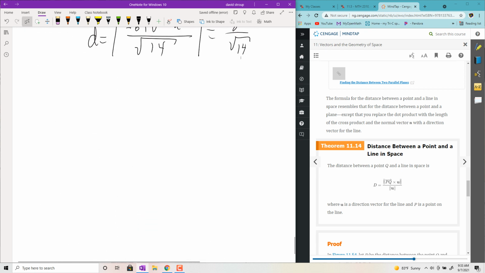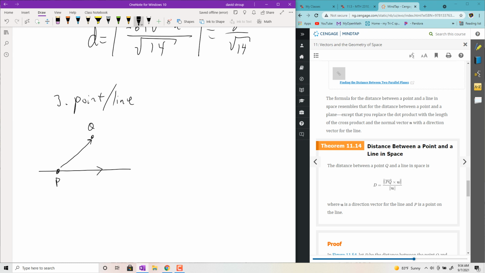Okay, the third type of problem that you're going to see in the book is the distance between a point and a line in space. And this one is a bit different. So, type 3: point and line. So you're going to have basically a vector for a line, and you can get a point on the line from that. And then there's going to be a point out here in space. Let's call the point on the line P, the point in space Q.